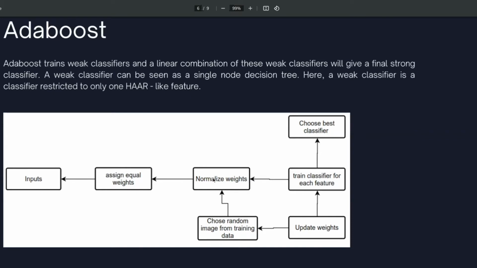We normalize those weights, and after that, we train the classifier for each feature. We update the weights, then we choose a random image from the training data again, and we normalize the weights again. We repeat this process, and every time we do this, we keep choosing the best classifier that comes around. This is our weak classifier, and we keep adding to our list of weak classifiers. Hence we'll use the linear combination of all these weak classifiers to make a strong classifier towards the end.